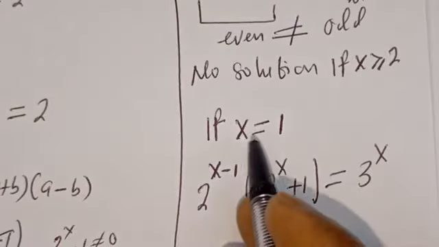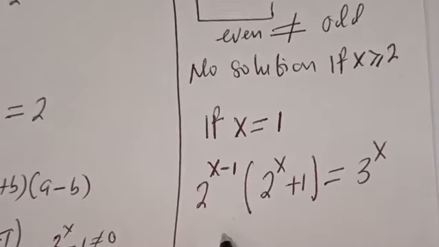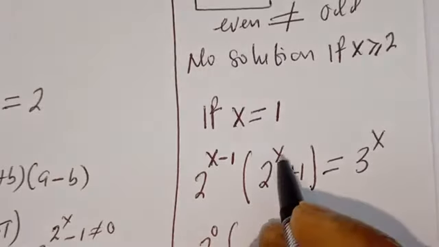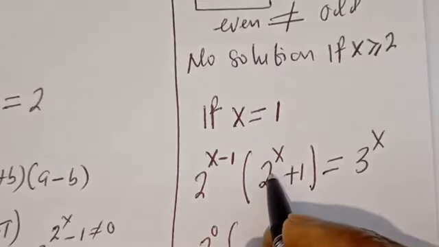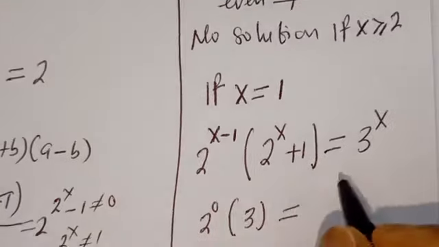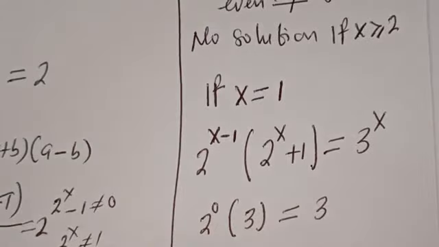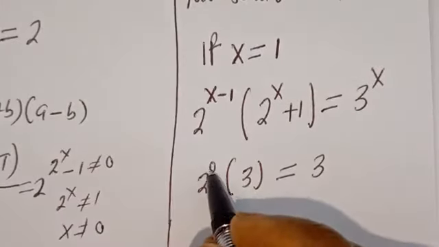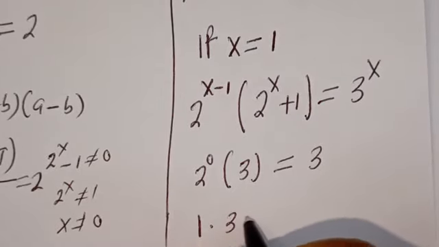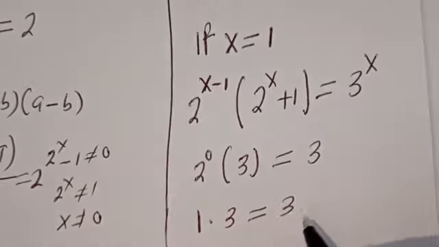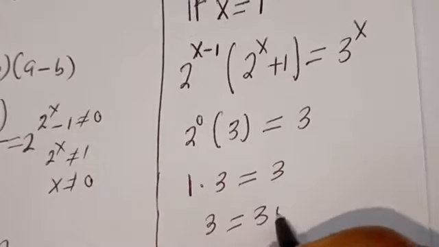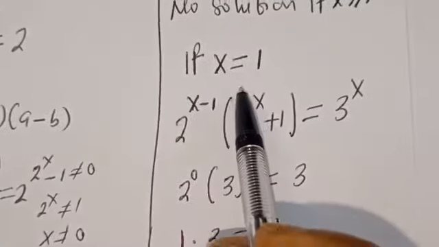Now let's see if s is 1. This is 2 to the power of 1 minus 1, that is 0. We have 2 to the power of 0 in the first bracket. Here is 2 to the power of 1, that is 2, plus 1, that is 3. Then it's equal to 3 to the power of 1, which is 3. Now 2 to the power of 0, any number to the power of 0 is 1. We have 1 multiplied by 3 is equal to 3, meaning that s is equal to 1 is a solution.